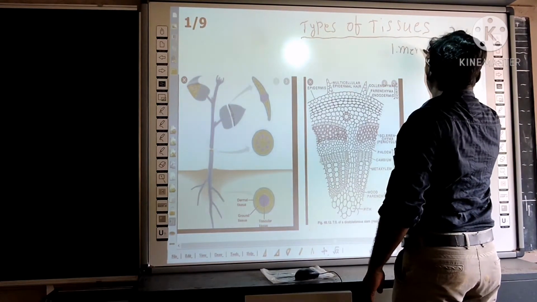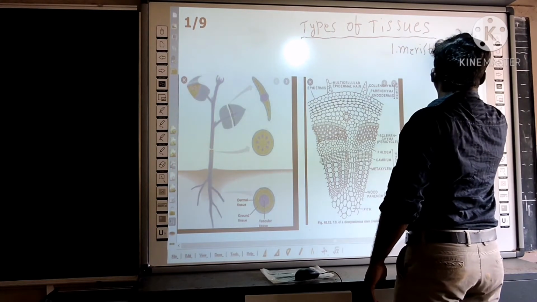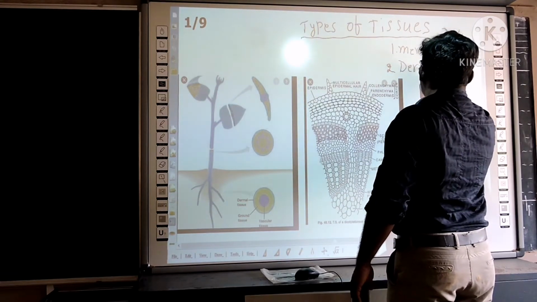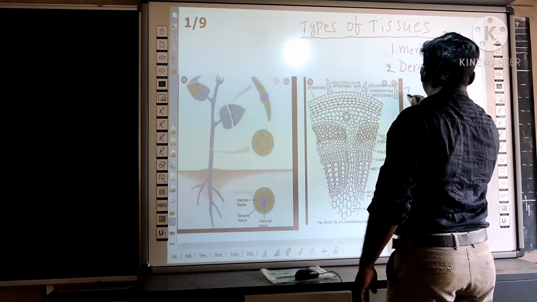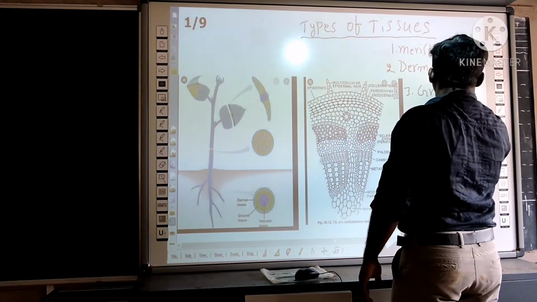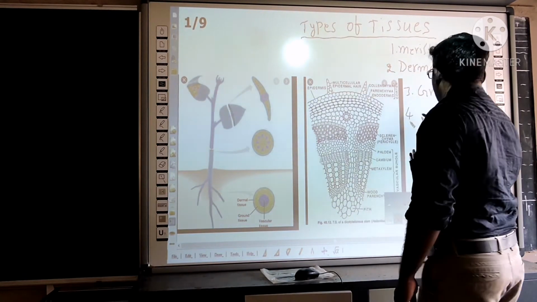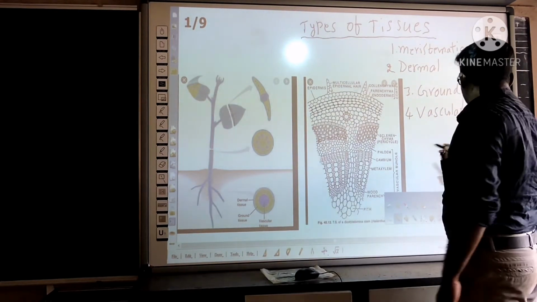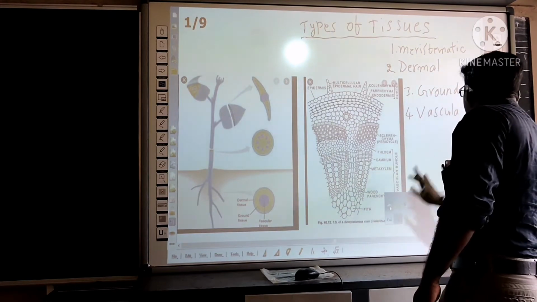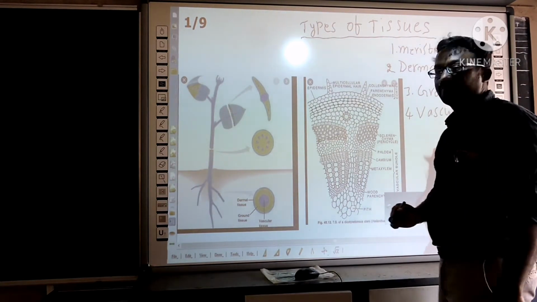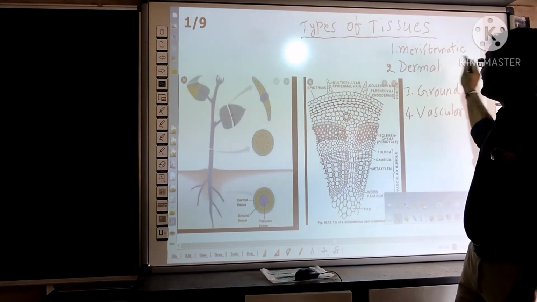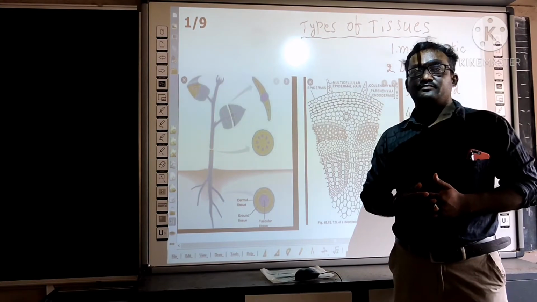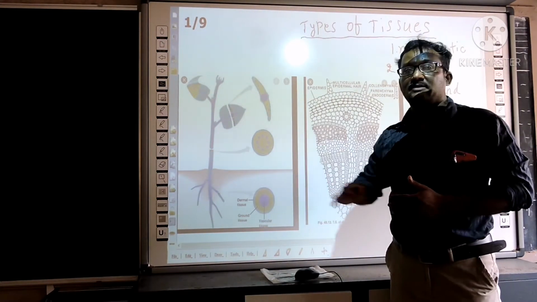These are meristematic tissue, dermal tissue, ground tissue, and vascular tissue. The meristematic tissue is responsible for growth of the plant. The plant grows in length, the plant grows in girth.